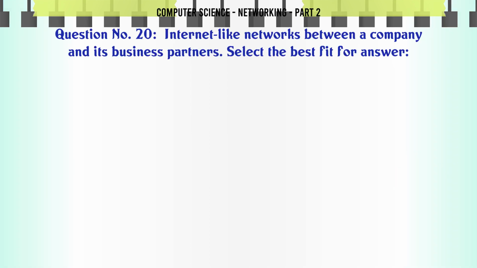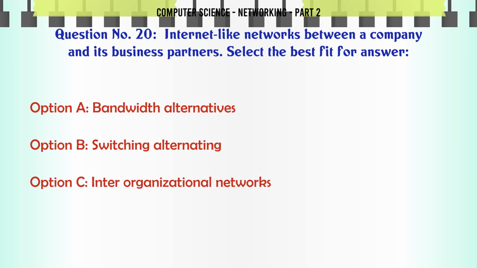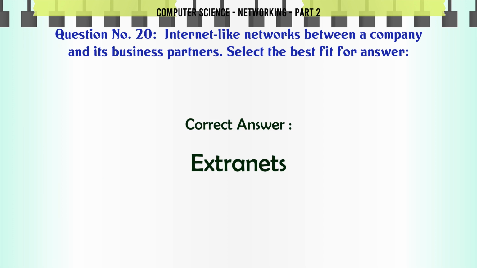Internet-like networks between a company and its business partners. Select the best fit for answer. A. Bandwidth alternatives. B. Switching alternatives. C. Inter-organizational networks. D. Extranets. The correct answer is extranets.